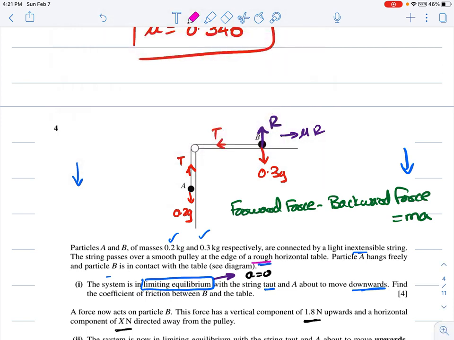Vertical component 1.8 newtons. I'm drawing that one there: 1.8 newtons, and a horizontal component x newtons directed away from the pulley. So that is on the B.